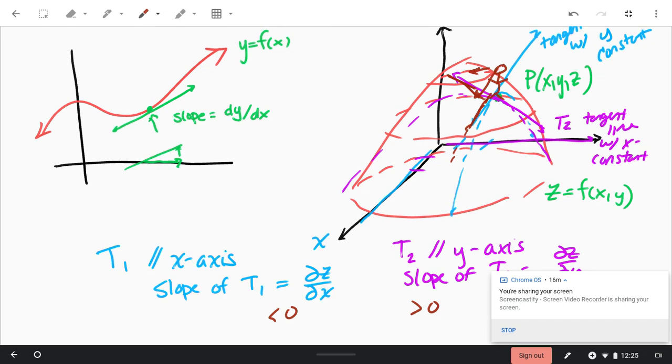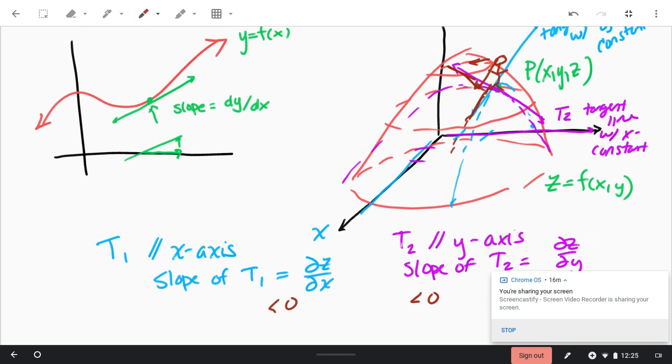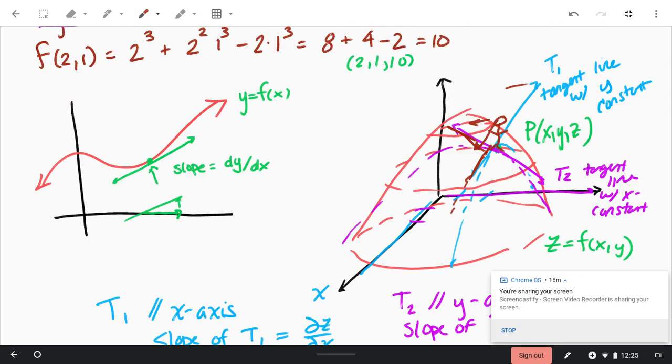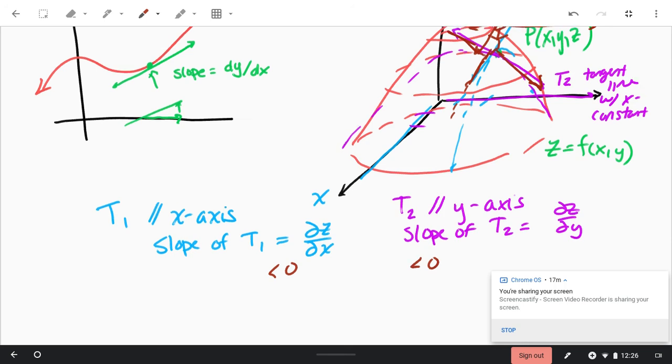And in this one, T2, dz dy would be greater than 0. Oh, actually, I'm sorry, it would be less than 0. I'm getting my positive and negative mixed up. If I look towards the positive y-axis, I would be moving down. So kind of think about that. It tells you just two directions of movement: how am I moving parallel to the y-axis, and how am I moving parallel to the x-axis?